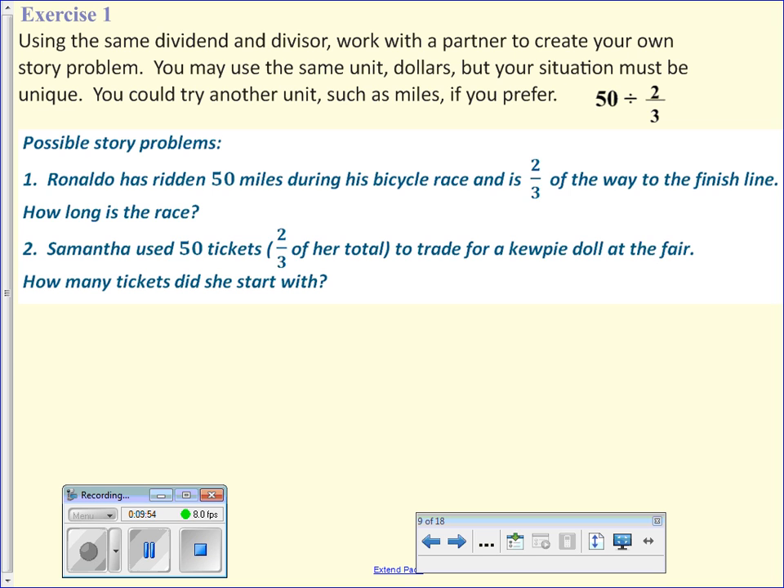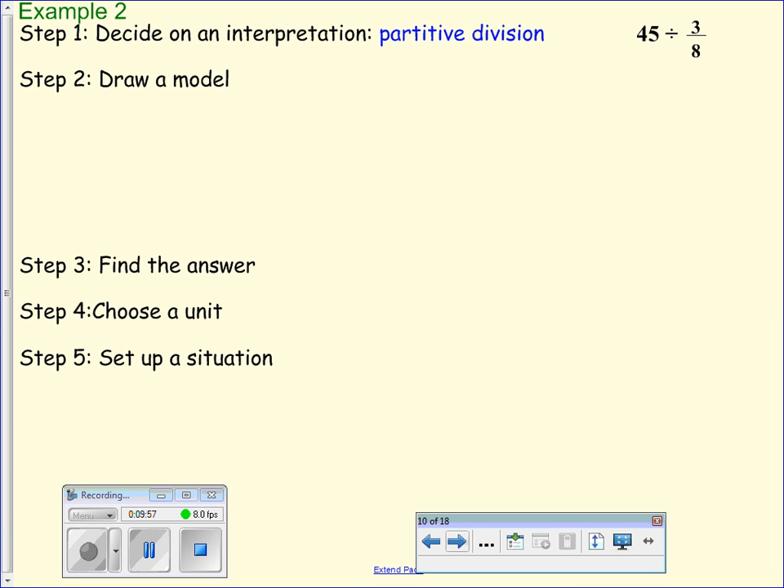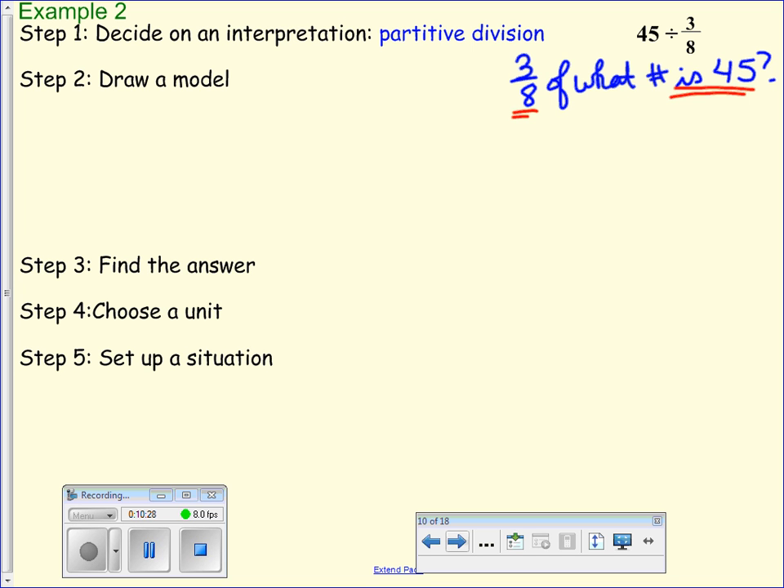Okay, let's look at example number 2. We decide on an interpretation, partitive division. That's what we're looking at today. 45 divided by 3/8. So we can ask ourselves, 3/8 of what number is 45? So then we could see 3/8 is 45.